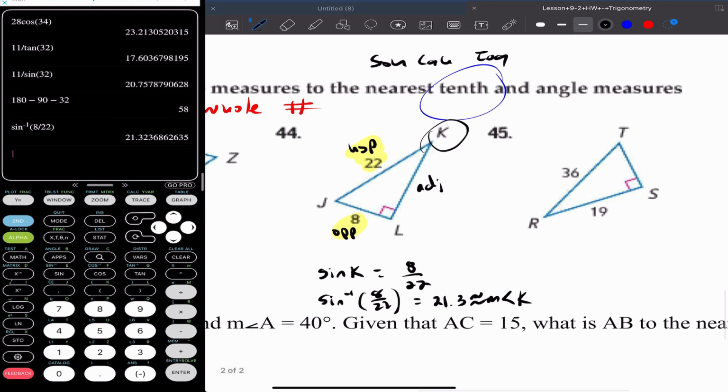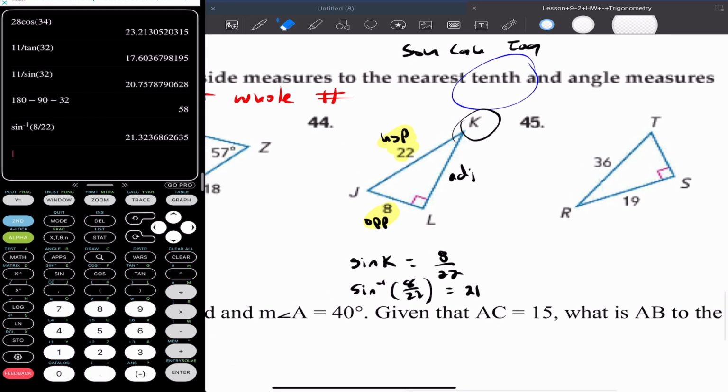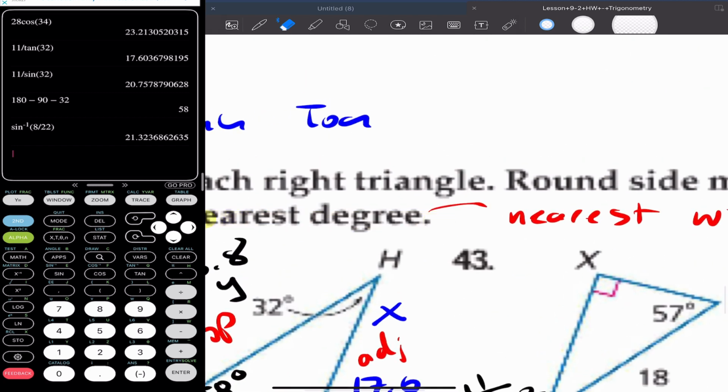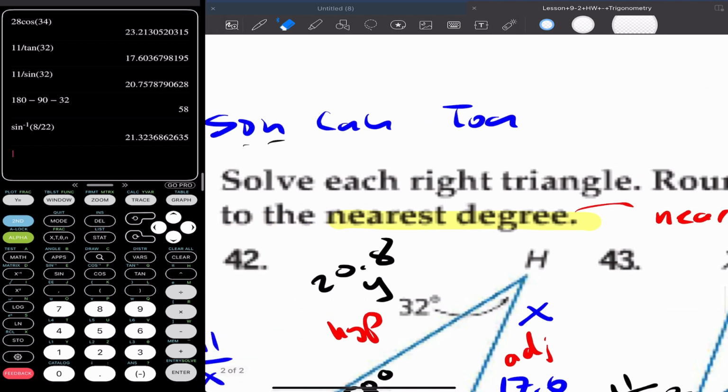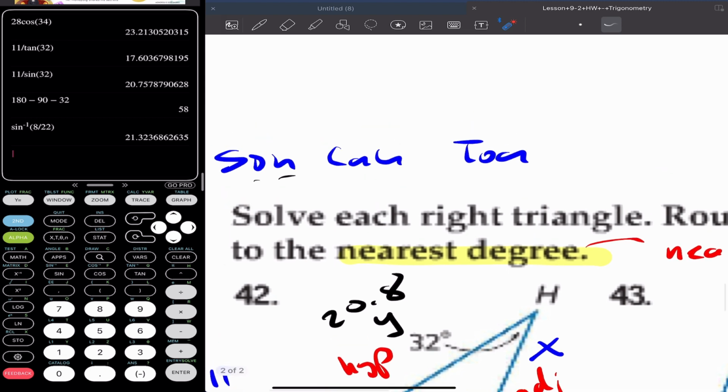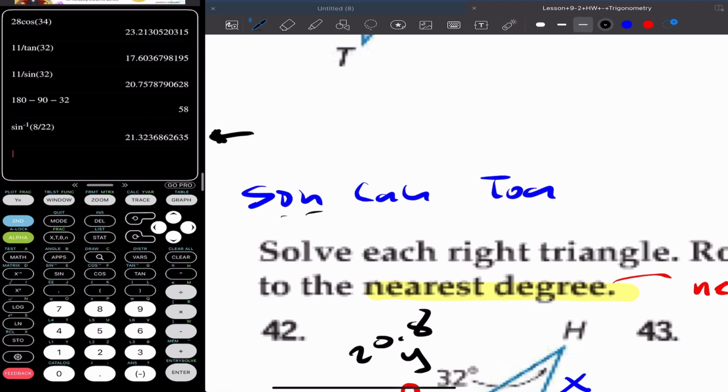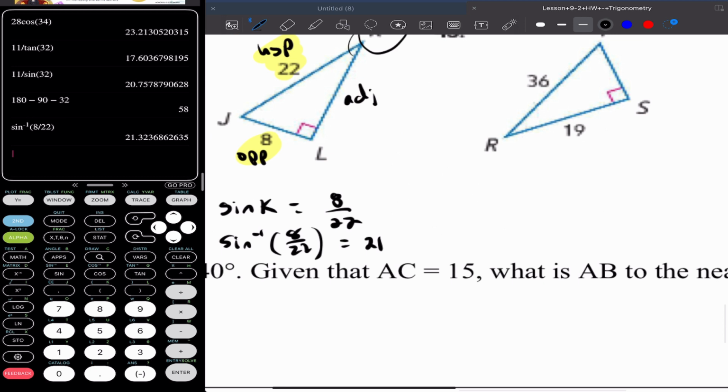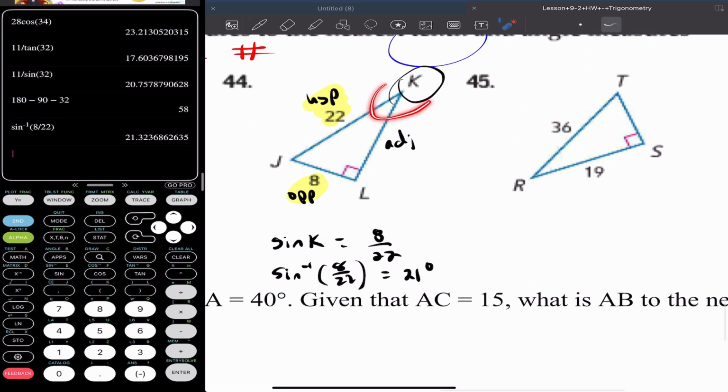Oh, wait. No. This is actually just 21 degrees because you're rounding to the nearest degree here. So if I look at this over here, I have 21.3. That 3 is going to dictate that 1, but since 3 is below 5, 1 is going to remain the same. So really, the measure of angle K is approximately 21 degrees. Okay, so there's 21 degrees.